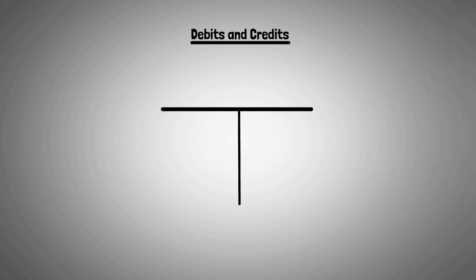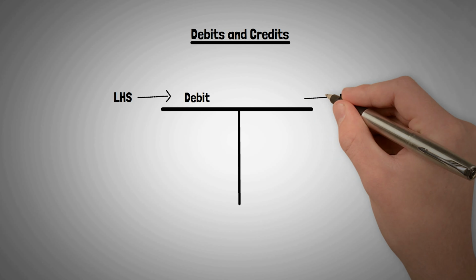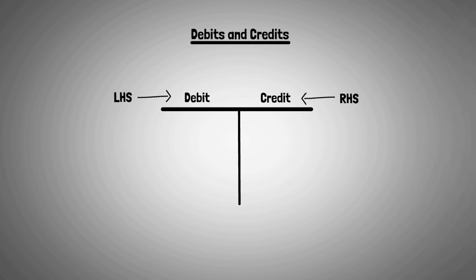The terms debit and credit mean left and right respectively. If we look at a T account, we will notice that there are two sides. The left hand side is called the debit side and the right hand side is called the credit side. Debit and credit tells us on which side we shall record our business transaction. If we record on the left hand side, then the account is debited, or if we record any transaction on the right hand side, then the account is credited.